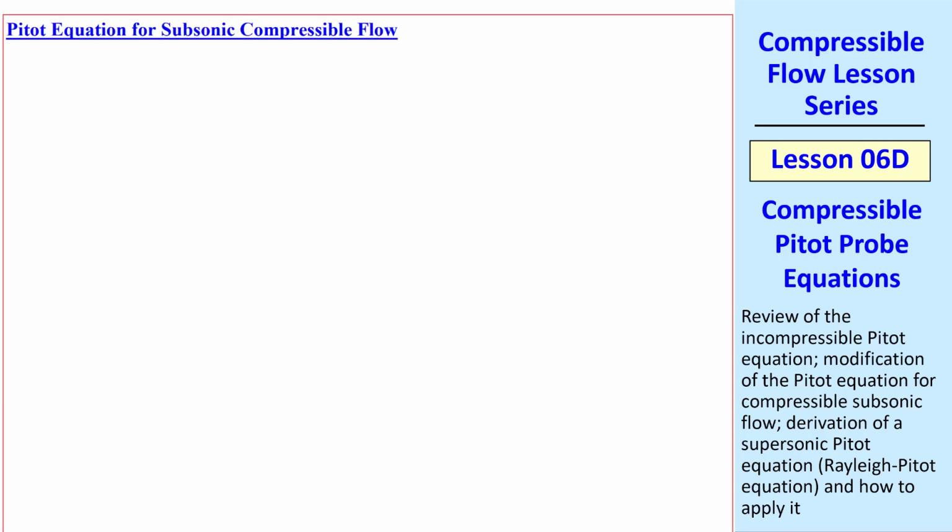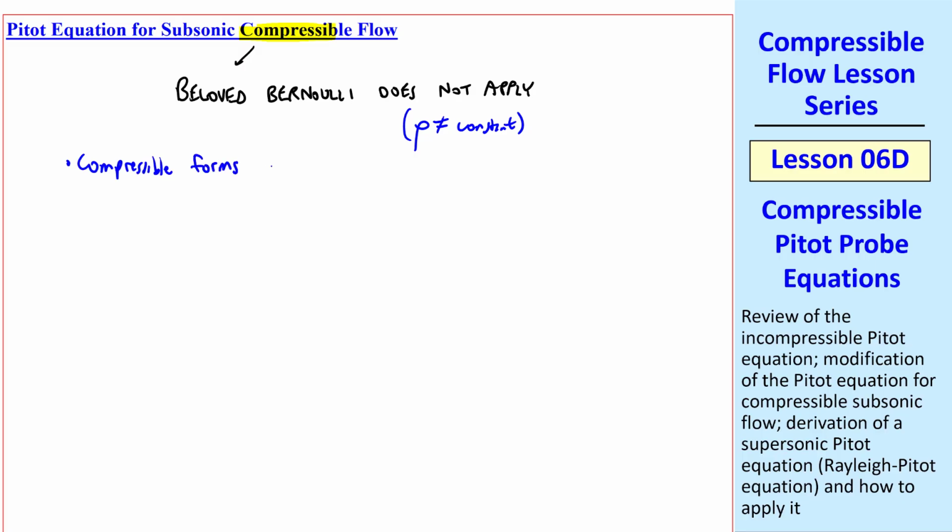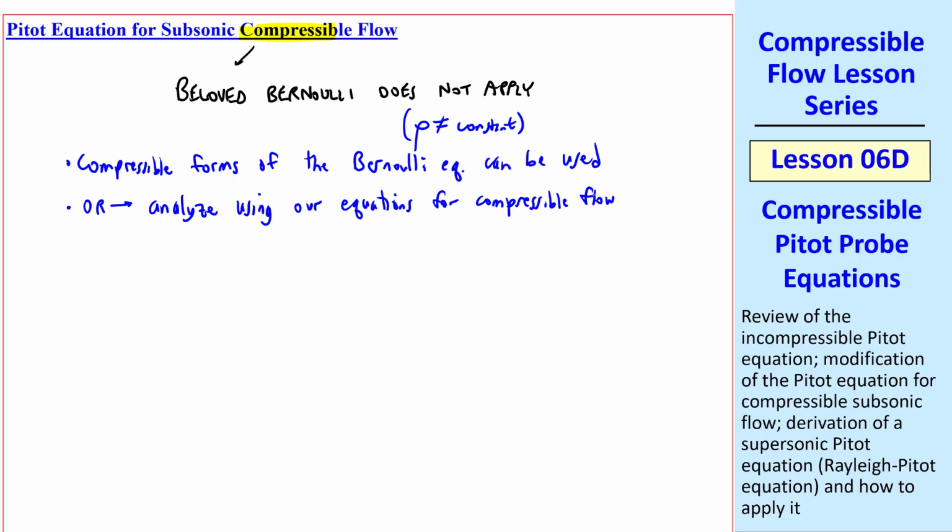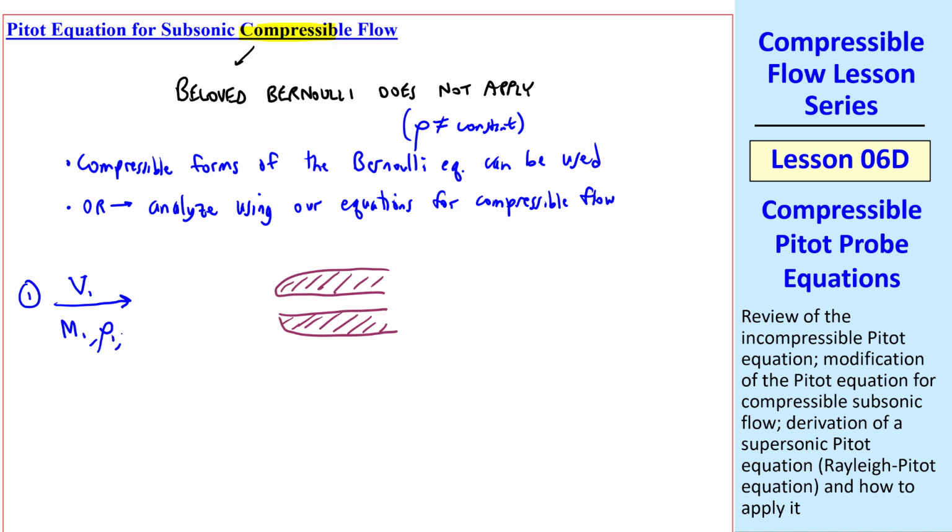Now consider compressible flow, but subsonic. Beloved Bernoulli does not apply since the flow is compressible. In other words, because rho is not a constant. So what do we do? Well, there are some compressible forms of the Bernoulli equation which can be used for this application, or we can analyze this using our equations for compressible flow. Again, we draw a close-up of the nose of the Pitot probe, where we're trying to measure speed V. Here I'll call it V1. We have some Mach number, density, pressure, etc. Pressure here is the stagnation pressure, which we'll call P01.